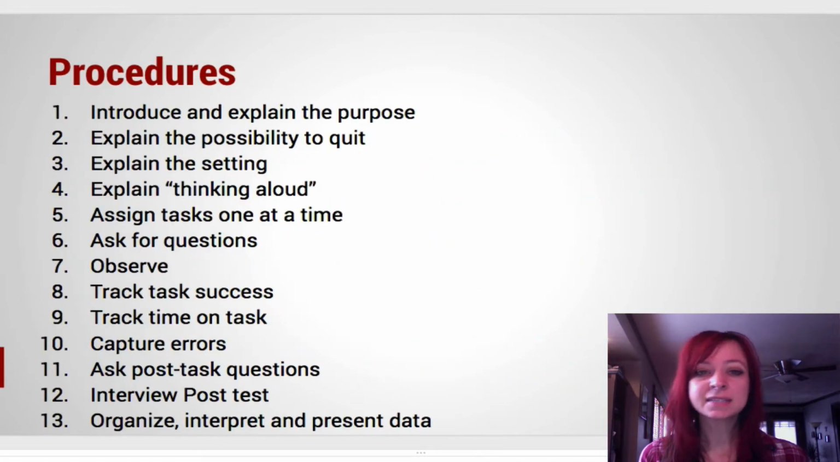Procedures for the test: when you sit down with a user, you want to introduce and explain the purpose. I have a website here. It's for an airline. We want to make sure that when it goes live, people will be able to use it.